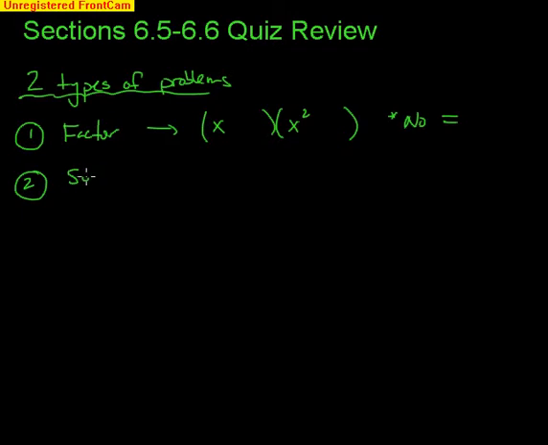The second type of problem is going to be the solved problem. Here, your answers will look like this: X equals, X equals. So there will be some equal signs. Remember that when you solve, the degree, or the highest power of X, equals the number of solutions. So if you have a degree of 3, you're going to have 3 solutions. A degree of 4, 4 solutions. A degree of 5, 5 solutions. So we will begin with some factoring problems.